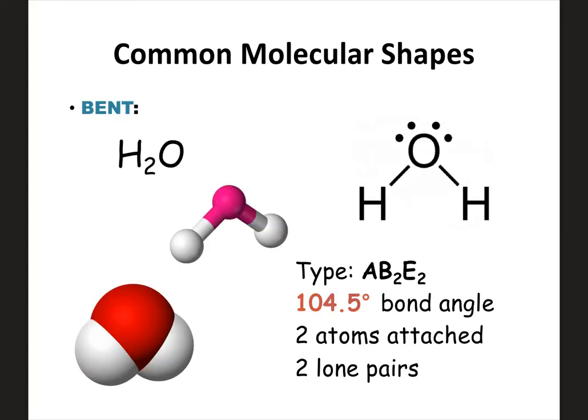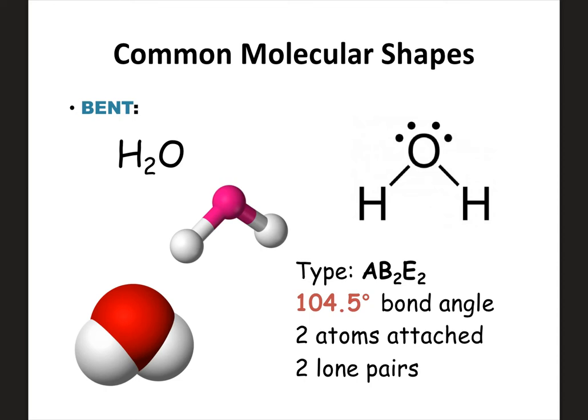Bent is a very important shape because it's the shape that water has. Anytime you have 2 atoms attached to your center and 2 lone pairs on your center atom, that particular molecule has a bent shape. So it's not linear, in a line. The atoms actually bend down to get away from the lone pairs of electrons here.